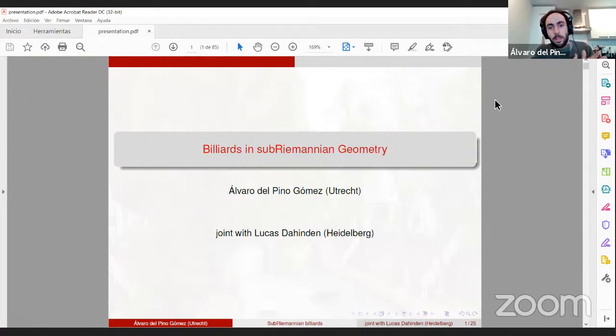So, what's the plan? I'm going to introduce what subriemannian geometry is, and that's going to take a big chunk of the talk. Then I will introduce the billiard problem, and I will discuss some concrete examples of tables in this setting. This will allow us to see some interesting properties and some things you can ask.